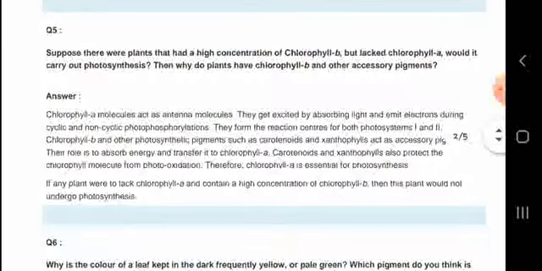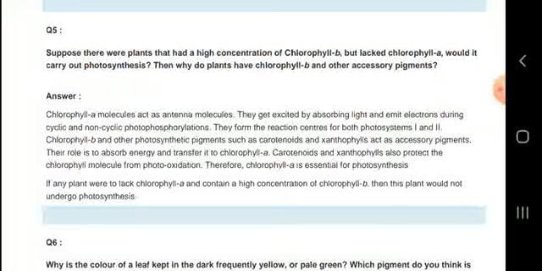Next, suppose there was a plant that had a high concentration of chlorophyll b but lacked chlorophyll a. Would it carry out photosynthesis? Chlorophyll a molecules act as antenna molecules, and they get excited by absorbing light and emit electrons during the cyclic and non-cyclic photosynthesis.